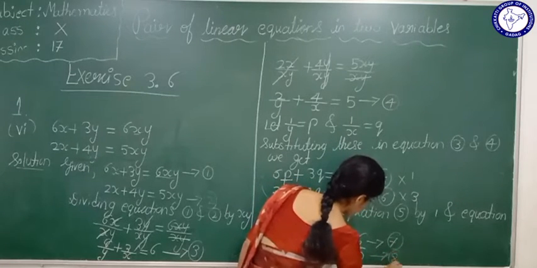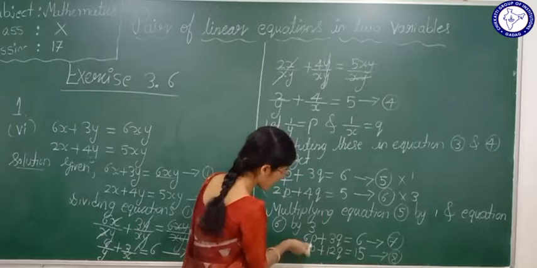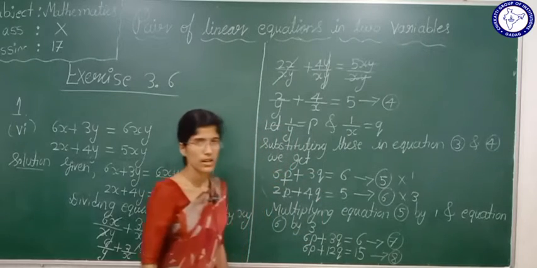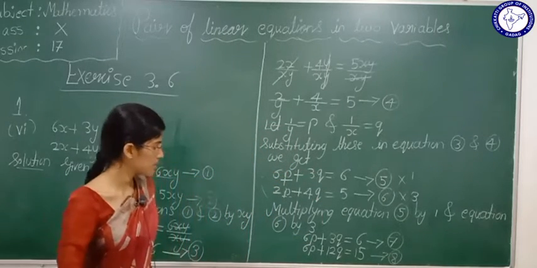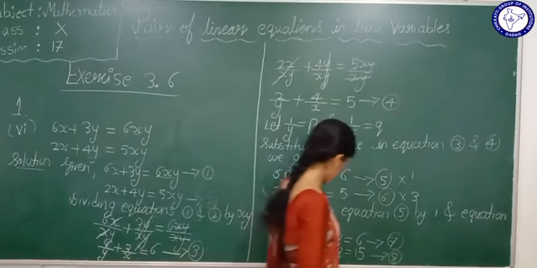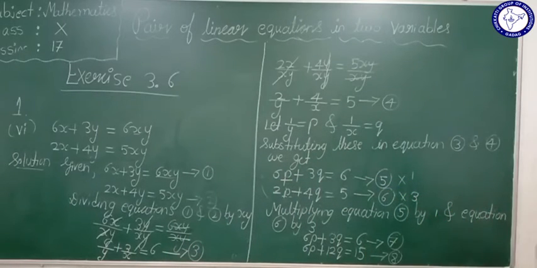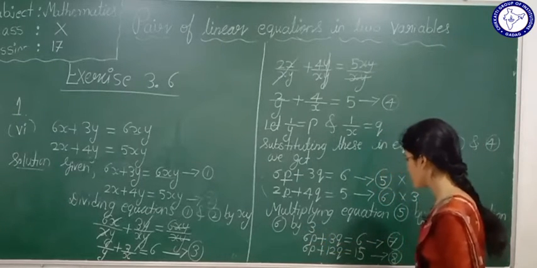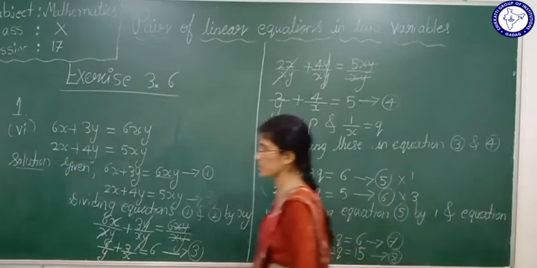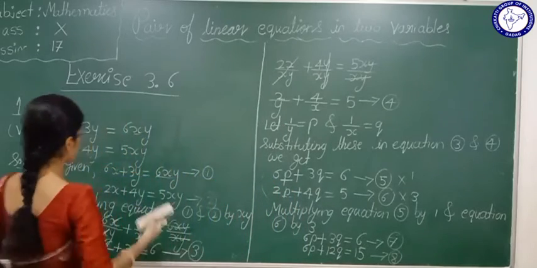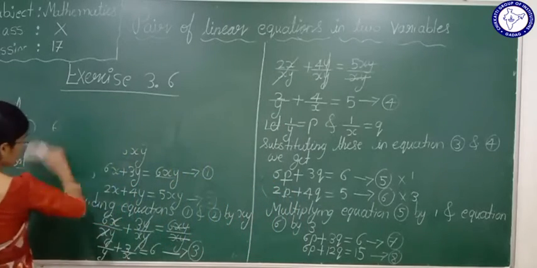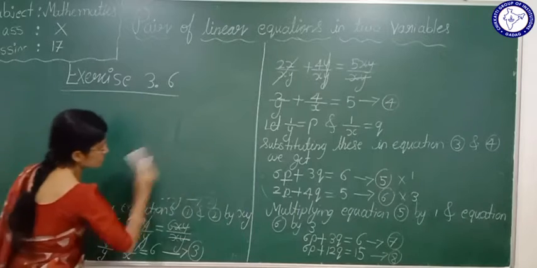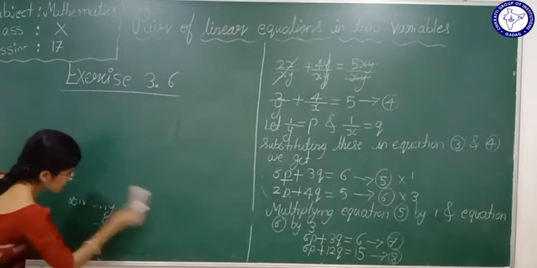Now we got the p coefficients the same here, right? Now I want to eliminate p. Now what should I have to do? Here the same signs are there. Yes or no? Here the same signs are there. What we will do means we will subtract the equations. If the same signs are there, we have to subtract the equations.